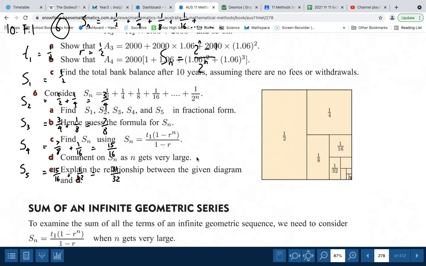Well, it's going to approach 1. This saying here, explain the relationship between a given diagram. They're saying you can see that in the diagram. If you're doing a half plus a quarter plus an eighth plus a 16th, you get close to 1 as you add this all up. You can think of it as a 1 by 1 square, where we keep getting closer and closer and closer to completing the area of this square, and where the area would equal 1.